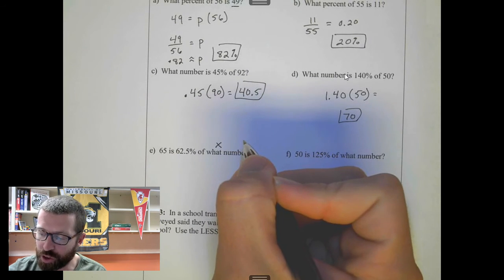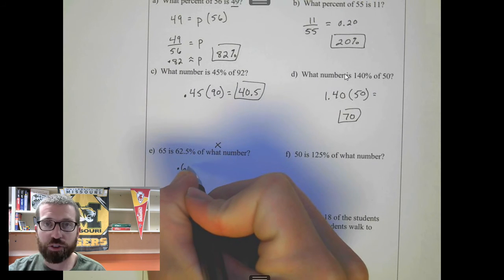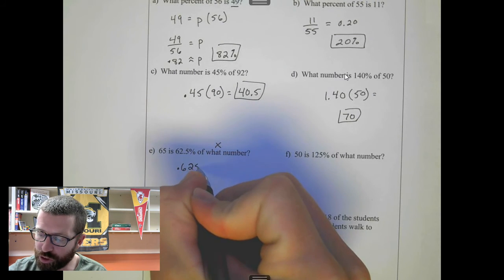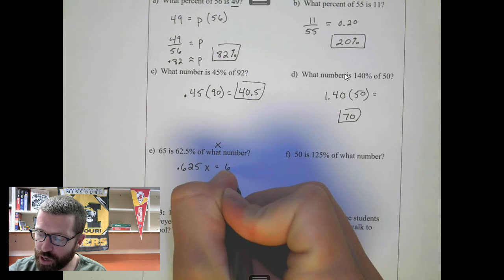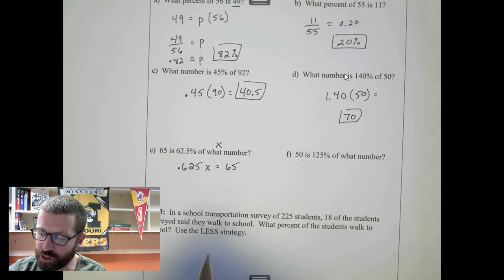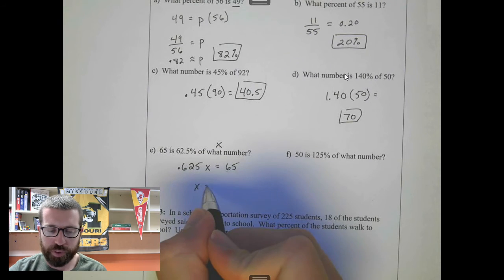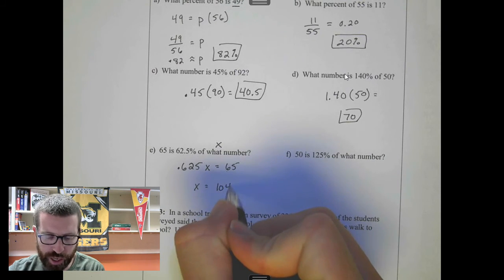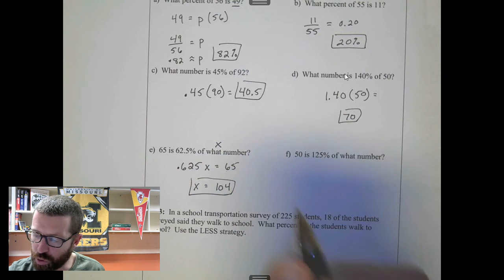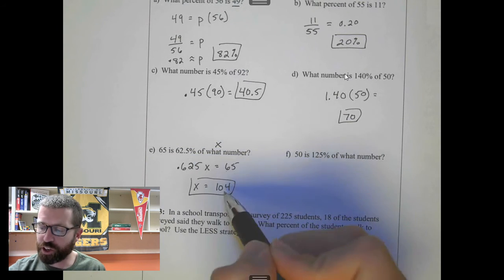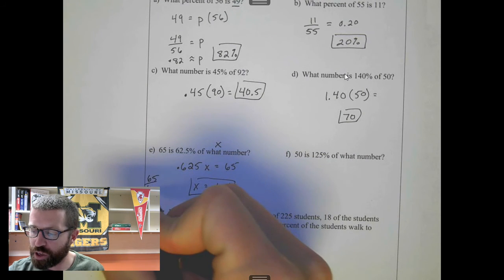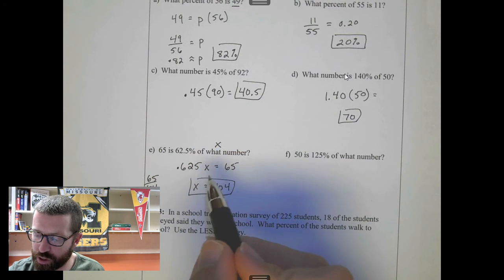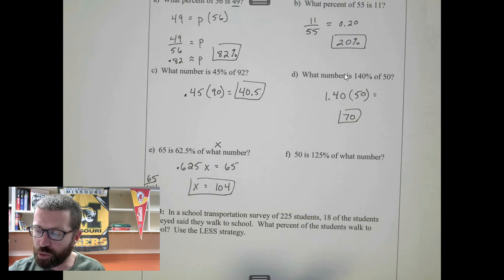So a good way to think of it is, of what number, let's call that number X. So if I multiply 0.625 times X, I should get 65. And so now you're dividing. X is equal to 65 divided by 0.625. And so you get 104. A good idea to check your work would just be to say, well, okay, so 65 divided by 104, is that actually 62.5? And it is.